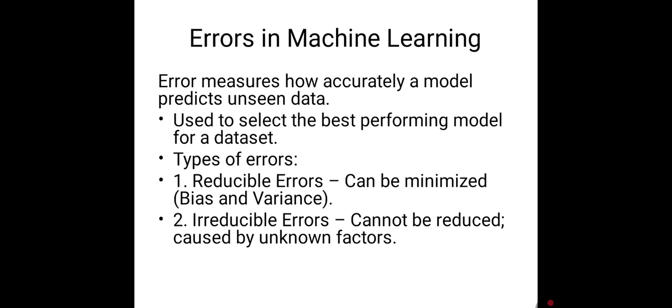There are two types of error, that is reducible error and irreducible error. Reducible error means these can be minimized. They include bias and variance. Irreducible errors cannot be reduced because they are caused by unknown or random factors. So our focus today will be on reducible errors, that is bias and variance.